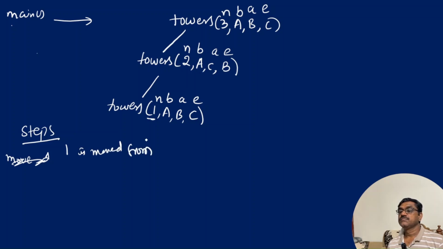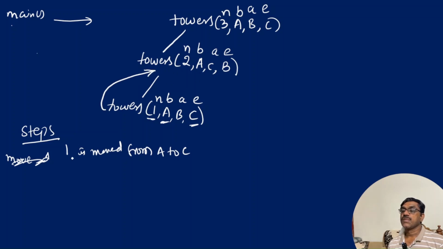from source to destination. What is the source peg? Beginning peg A. Destination means end, from A to C. Disk 1 is moved from A to C. This we have executed, right? Now the left we have completed. Left we completed.